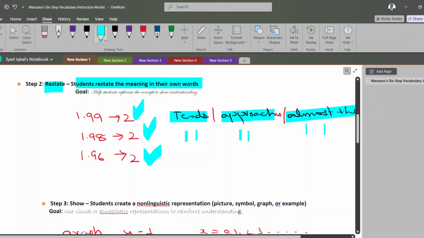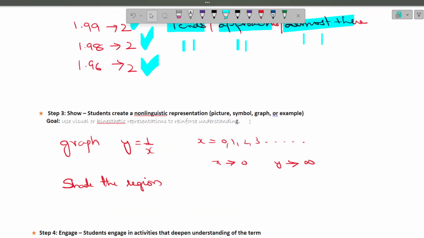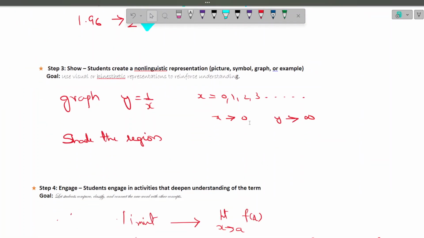1.99 tends to 2. It is almost 2 but not 2. That is the definition of the limit. They explain in their own words. Just listen, and add if you want to. Otherwise that is good.